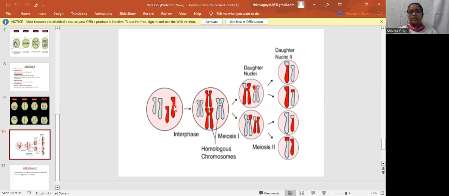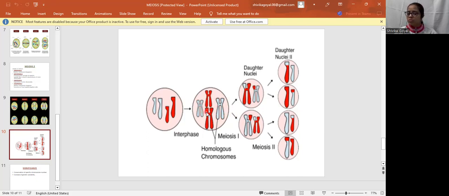Now, what happens before meiosis? DNA replication. So during DNA replication, you can see the number of chromosomes remains the same, but the amount of DNA gets doubled. You can clearly see this is also a chromosome, this is also a chromosome, but here the amount of DNA gets doubled. Now, during meiosis 1, what happens? Reduction in the chromosome number.